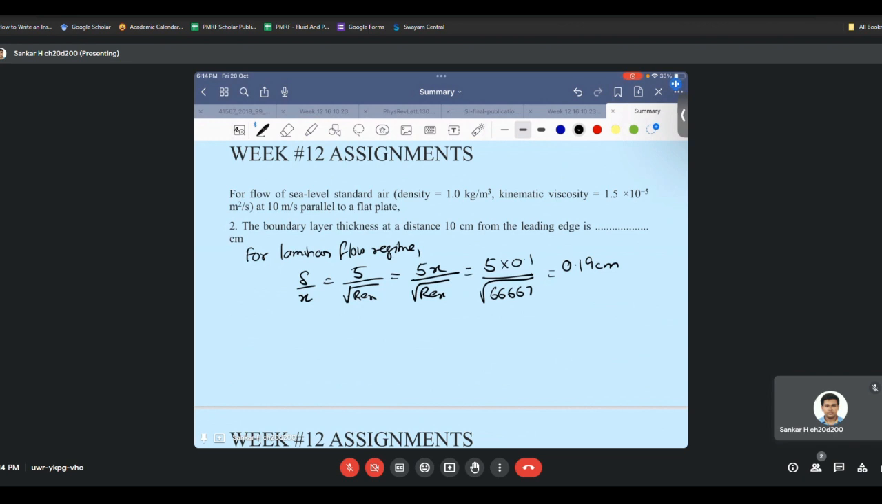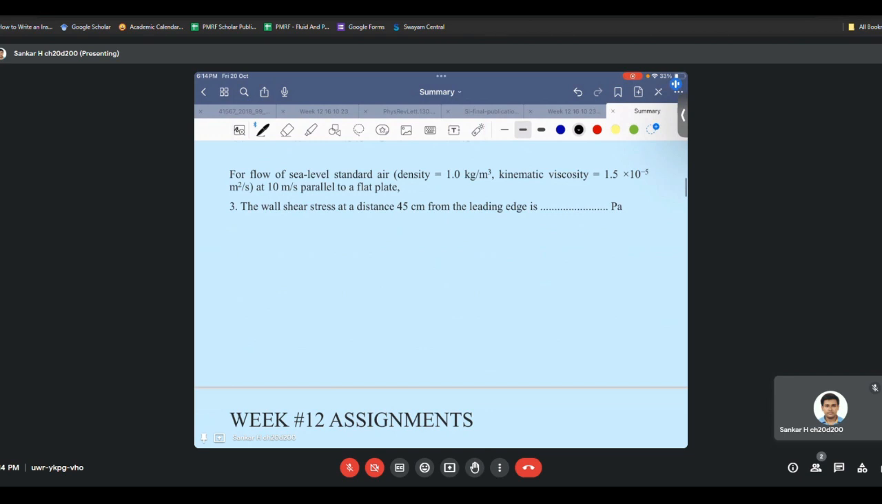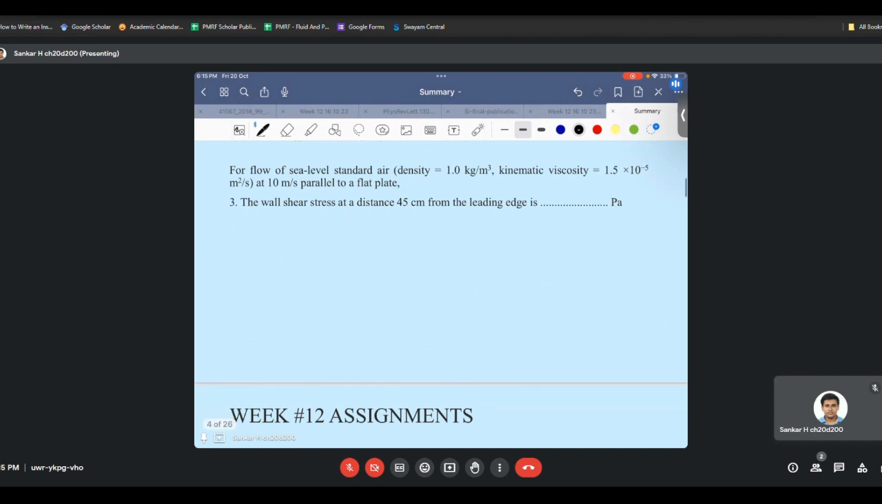Okay, we'll move on to the next question now. Question number 3. We have to calculate the wall shear stress at a distance of 45 centimeters from the leading edge. From the classes you would have already learned that the wall shear stress formula is tau w equal to mu u infinity by delta. All the values are given directly, you just have to substitute them.